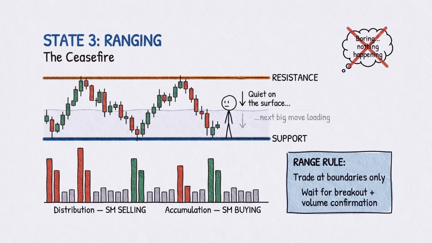Your rule in a range. The higher time frame trend tells you which boundary to trade. If the bigger picture is bullish, buy at support. If it's bearish, sell at resistance. If you're not sure, just wait for the breakout with volume confirmation.